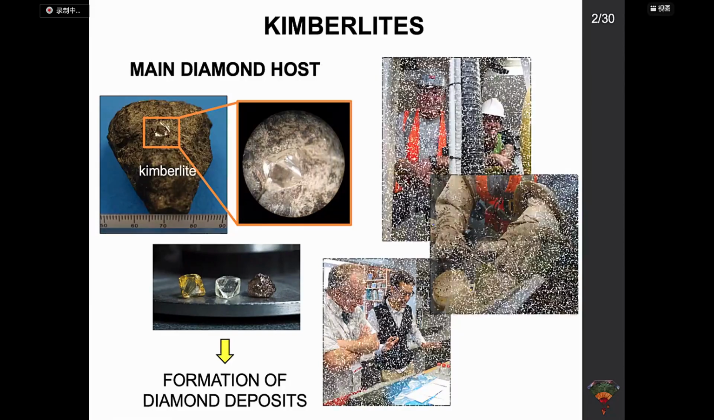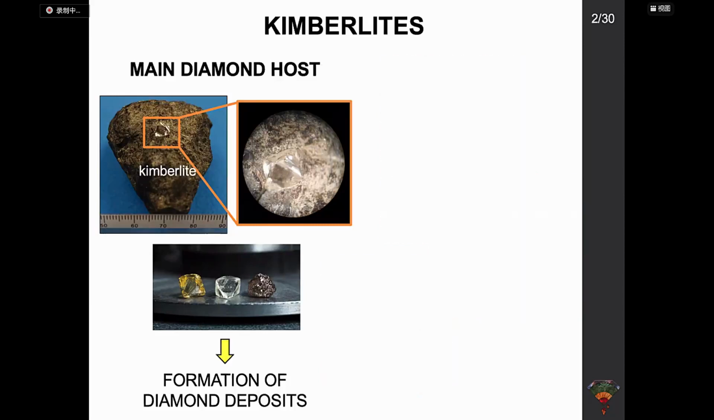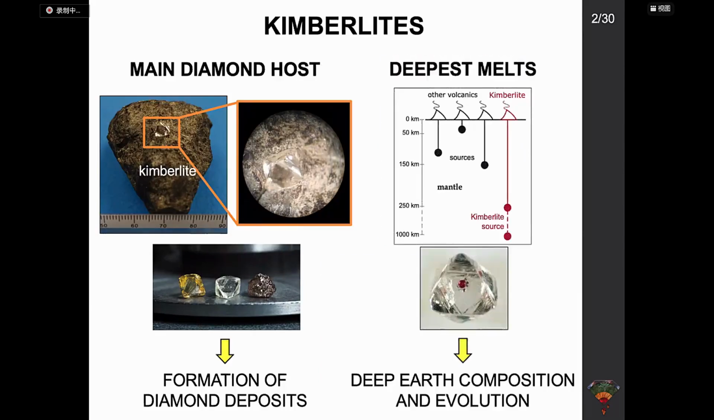And the other fundamental reason, perhaps more relevant for us, as to why we care about kimberlites, is that they represent the deepest melts that we can find at Earth's surface. In other words, they can provide perhaps unique information about the composition and evolution of the deep Earth.